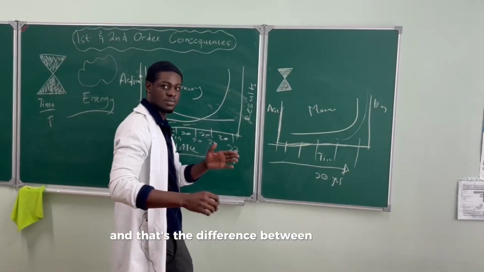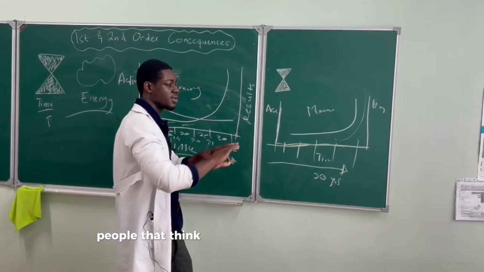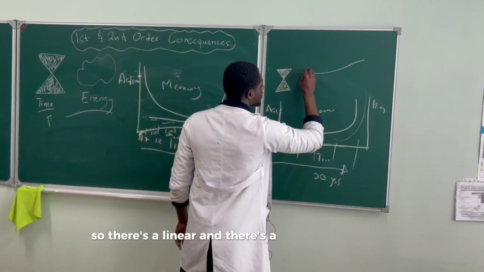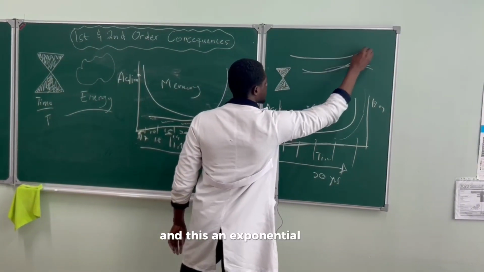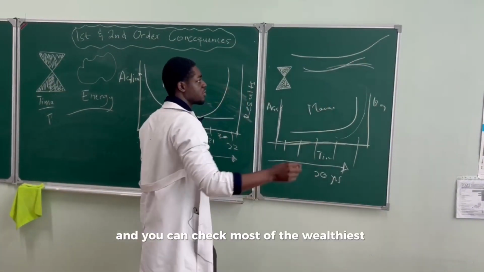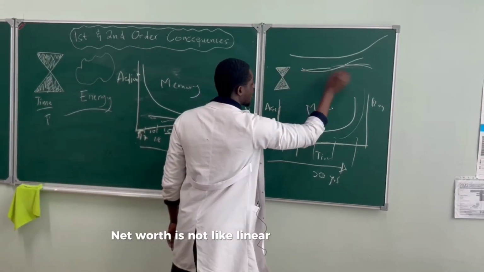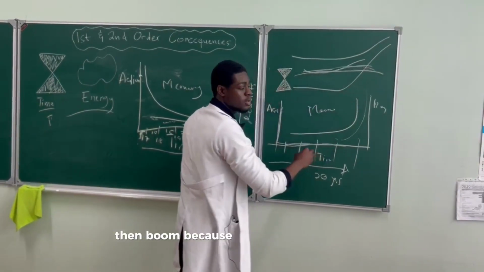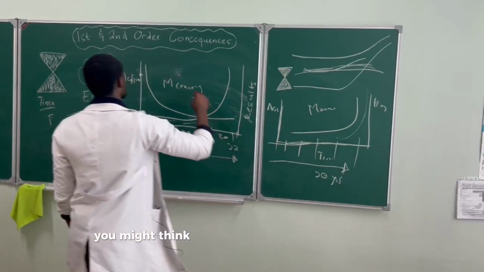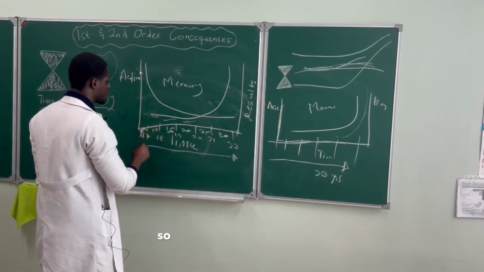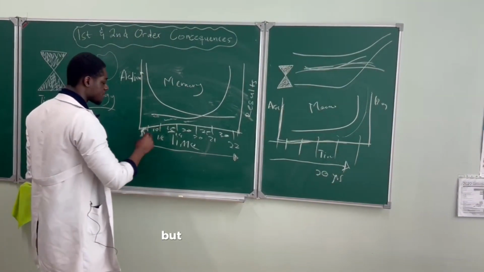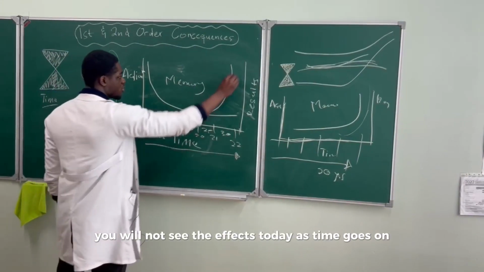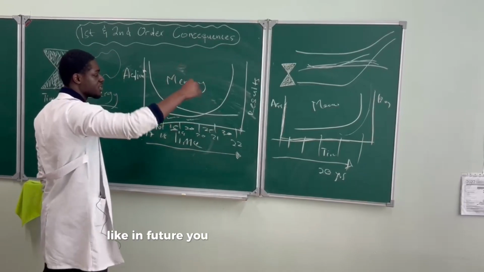And that's the difference between people that think long term and short term. There's linear growth, and there's exponential growth. You can check most of the wealthiest people in the world, their net worth is not linear most of the time. It goes like this, then boom. Because that's how time works. You might think, okay, I'm just reading books, so I'm not seeing any effects. But the things we do today, you won't see the effects today. As time goes on, in the future, that's when you see a result.